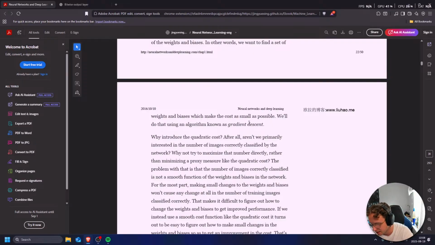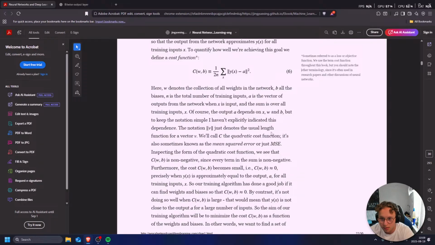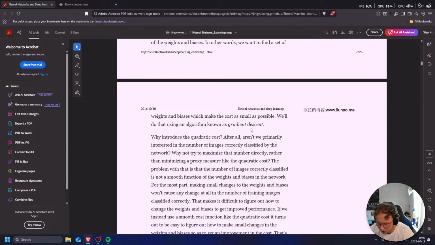Now, this makes sense, because when you train an AI, you basically see two values repeatedly in the terminal, which is cost and accuracy. And cost you want to have as low as possible, and the cost they probably use is this quadratic cost function, which is the mean squared error, right? So y of x is basically the input and a is the output. When they are close together, you basically have the right function.